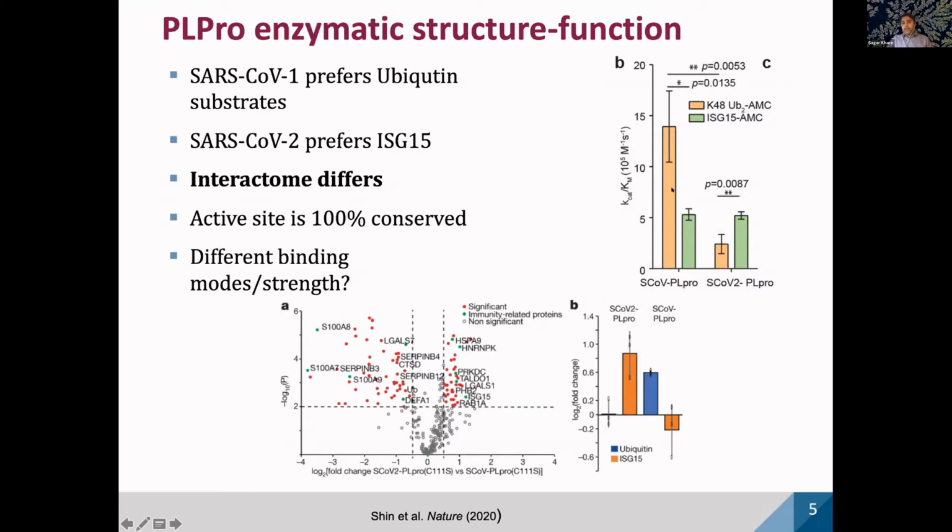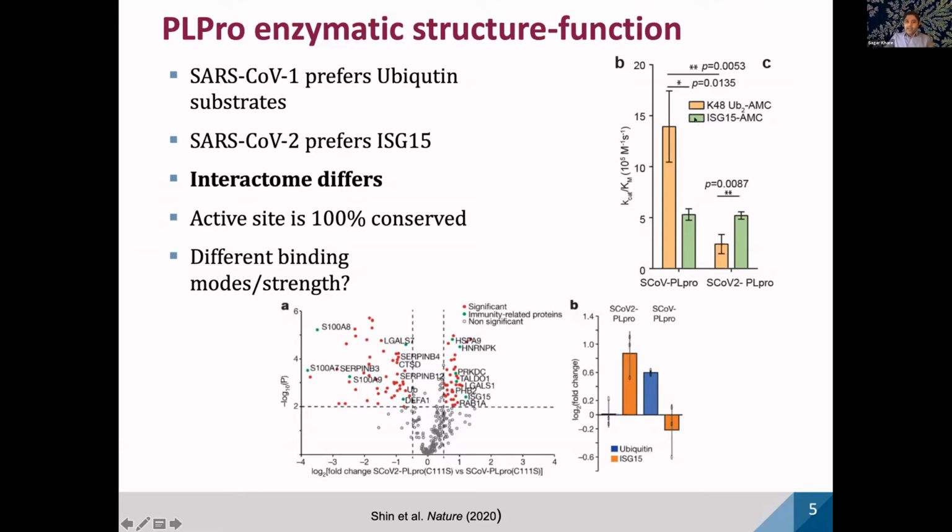And this was illustrated both in the binding of these proteins with ubiquitin and ISG15, as well as their catalytic activity. So if you look at these data here, SARS-CoV PLpro, the Kcat over Km, which is the catalytic efficiency of this enzyme, has a higher catalytic efficiency against diubiquitinated K48 lysine linked substrates, whereas SARS-CoV-2 has a higher catalytic efficiency against ISG15 containing substrates.